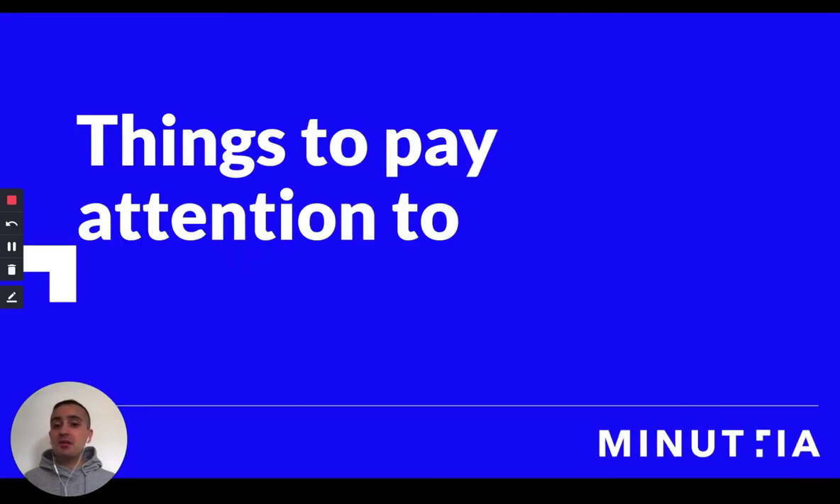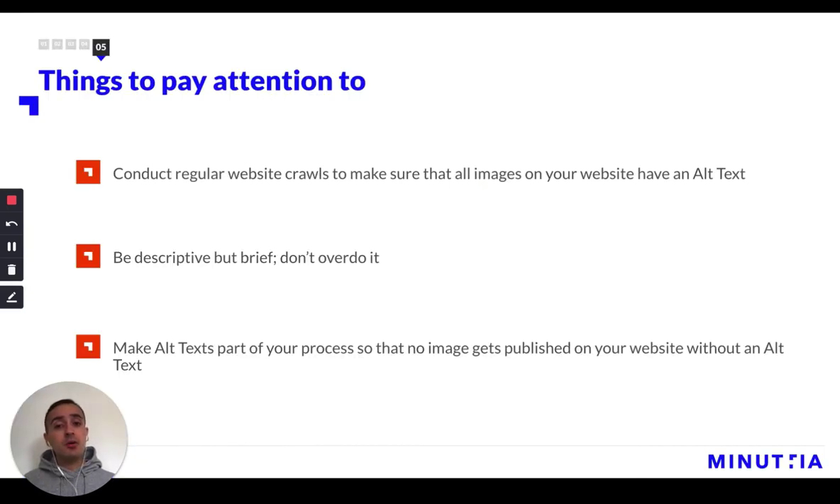Now let's get to some things that you need to pay attention to when it comes to alt texts. The first one is to conduct regular website crawls to make sure that all images on your website have an alt text. By conducting regular crawls using a crawler like Screaming Frog or Sitebulb, you're able to identify images without an alt text and add an alt text to those images, if it makes sense, of course, as we mentioned previously, in order to be sure that every image on your website, or at least the images that have some purpose and can be described, are described in the best way possible.